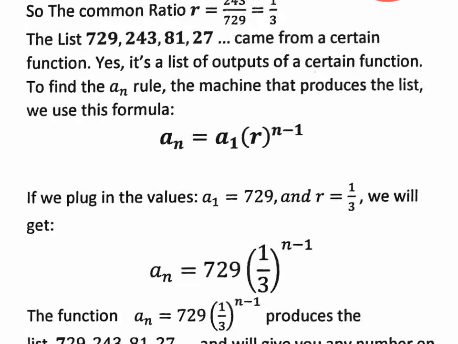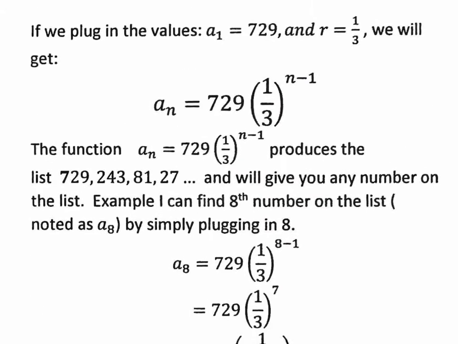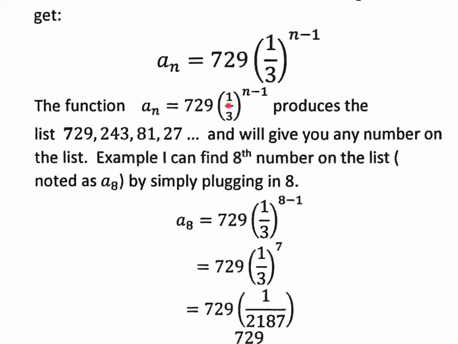If you don't believe me, check it out. What if I were to plug in a 1 right here? Will it give me the first number on the list? Let's see. What's 1 take away 1? 0. And what's 1/3 to the 0 power? 1. And what's 1 times 729? Hey, it is the first number on the list. If you were to plug in 2 right there, it'll give you the second number. Plug in 3, it'll give you the third number. That's the machine that produces the list. And that's what I explained down here. This function produces this list, and it'll give you any number on the list.